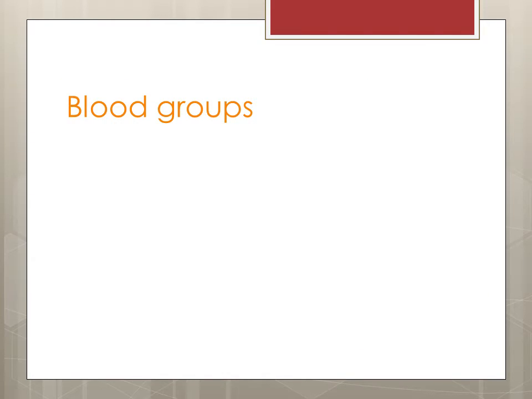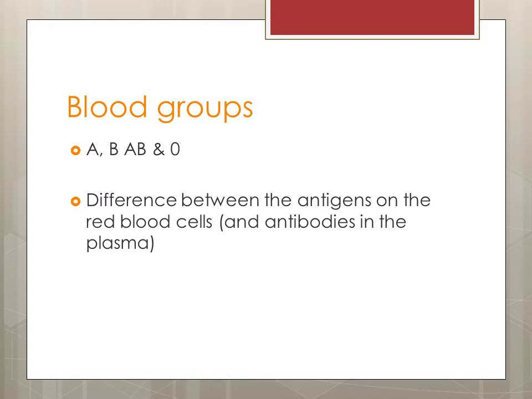So we have 4 blood groups: A, B, AB, and 0, which is often called O. Now, the difference between these blood groups is just whether antigen A is present, antigen B is present, or maybe both antigens, or neither. And the antibodies which are coupled to that.